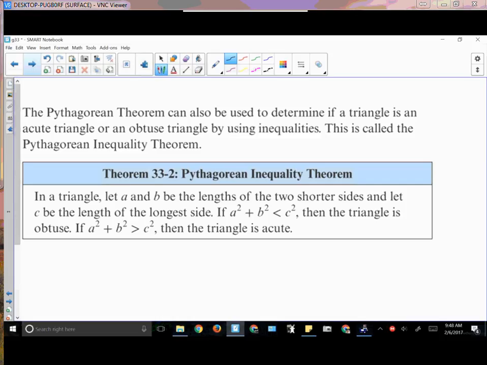If I have A squared plus B squared and it turns out to be smaller, did I say bigger? I said that the wrong way around. A squared plus B squared has to be smaller than C squared for it to be obtuse. C squared has to be bigger. And if C squared is smaller than A squared plus B squared, then it is acute.